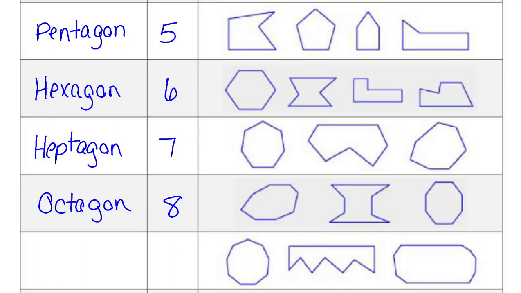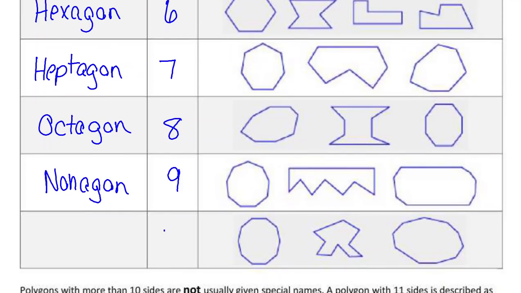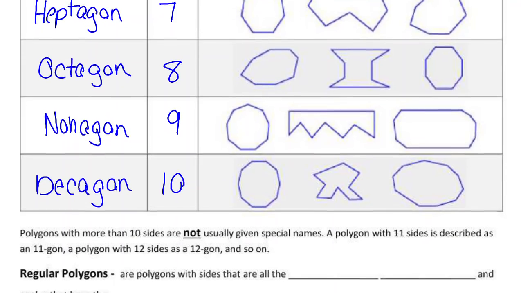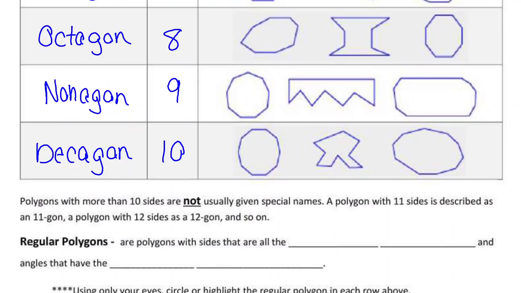9 is a nonagon. 10 is a decagon, like a decade. Now, polygons with more than 10 sides are not usually given a special name. A polygon with 11 sides is described as an 11agon. A polygon with 12 sides is a 12gon, and so on.